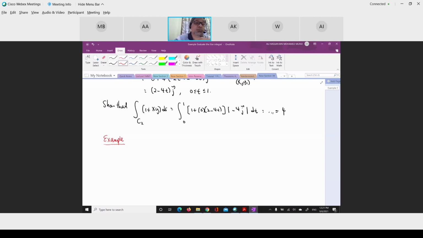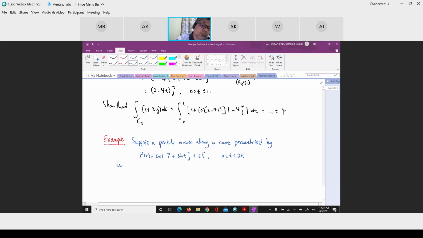Suppose a particle moves along a curve parameterized by r(t) equal to cosine t i plus sine t j plus t k. This is actually a helix, a spiral helix. t is from 0 up to 2 pi.